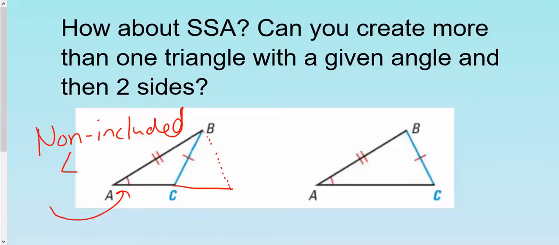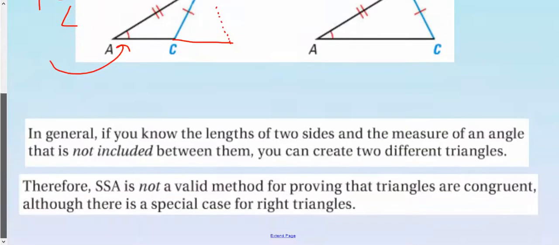with two sides that are congruent and a non-included angle that's congruent. So these two triangles are not congruent, although they have three parts the same. So side-side angle doesn't work. This is really important.